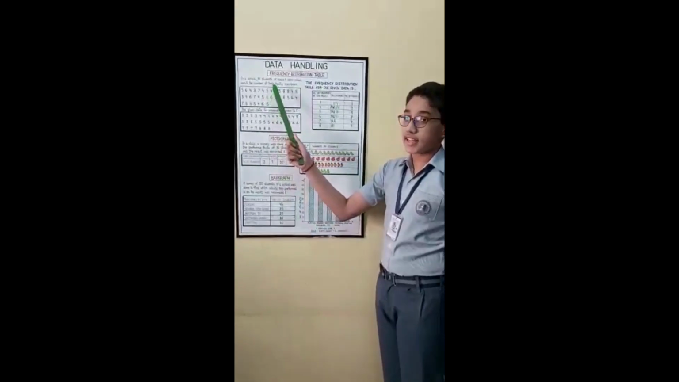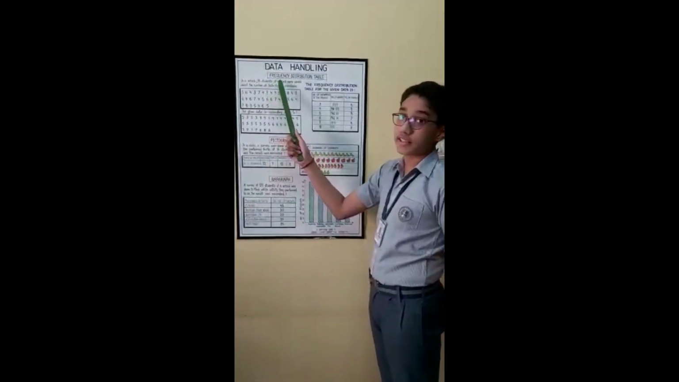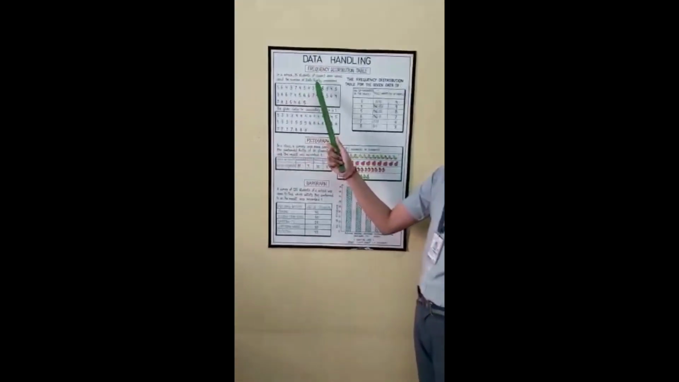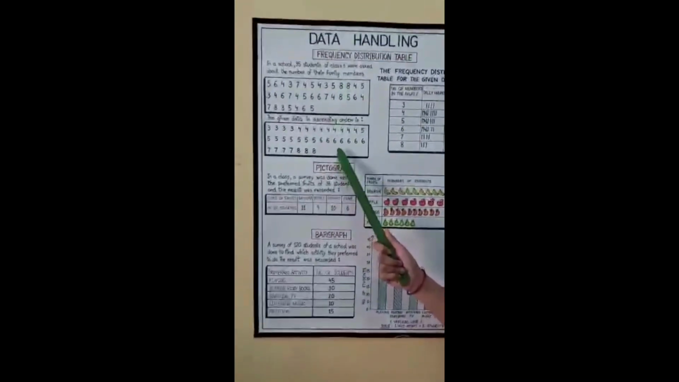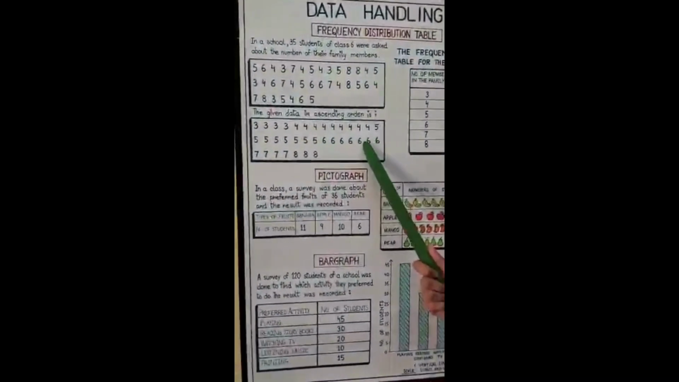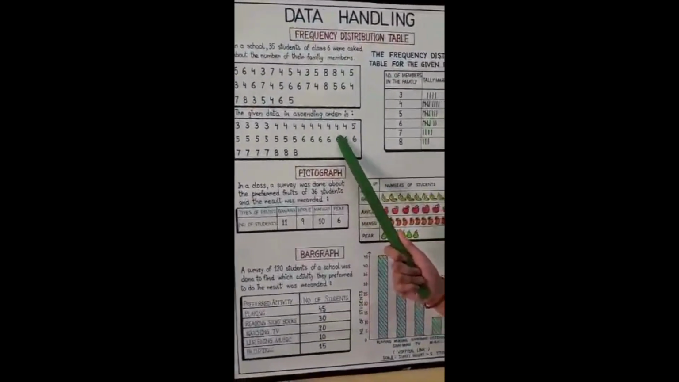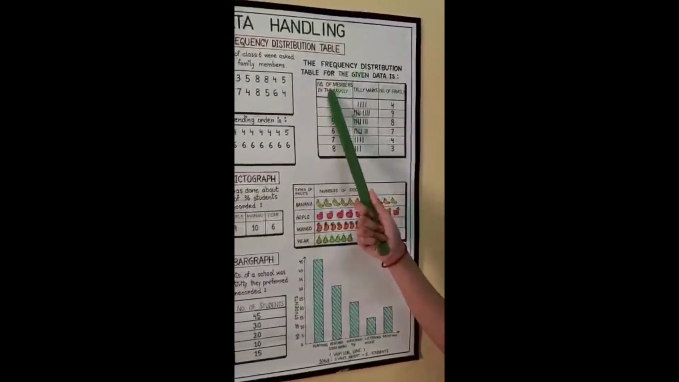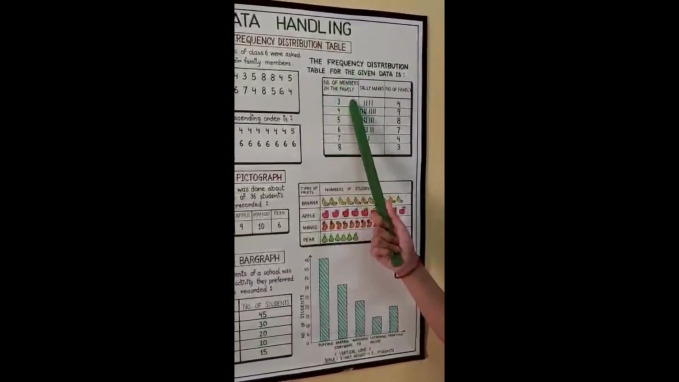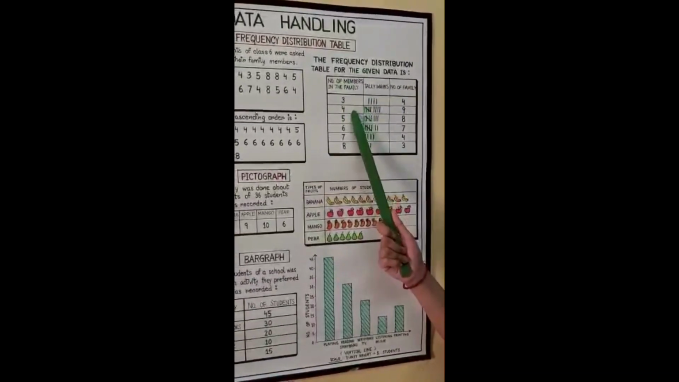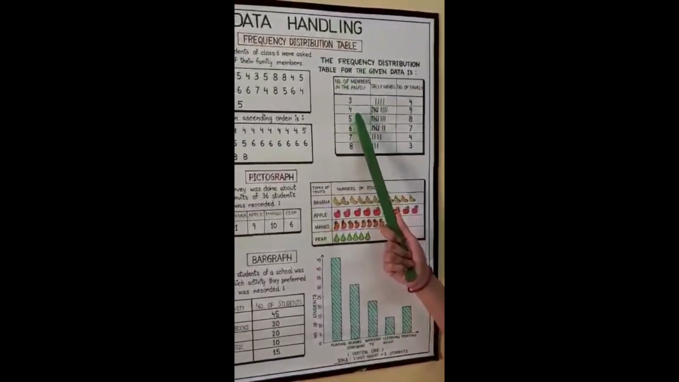I have taken an example of 35 students of class 6 and the raw data is the number of their family members. We first arrange the raw data in ascending order to get the average data, which can be converted into the frequency distribution table, where in the first column the 35 students are arranged in 6 groups depending upon the number of their family members.